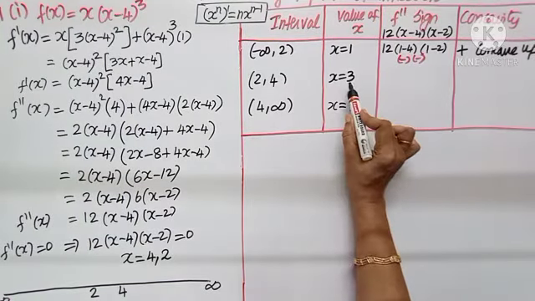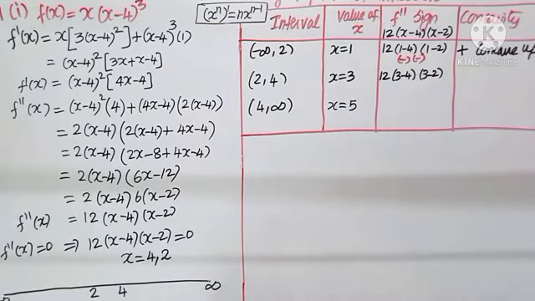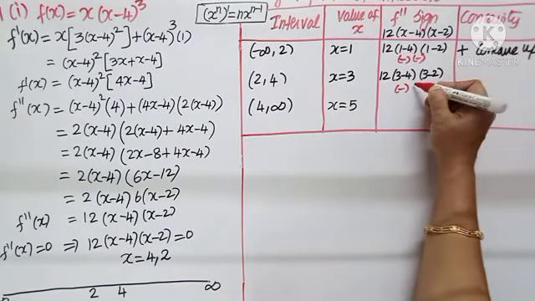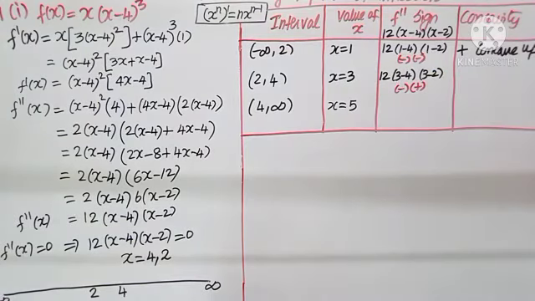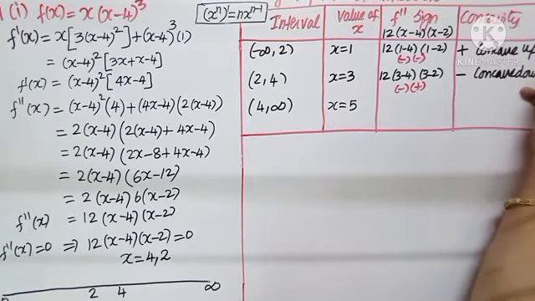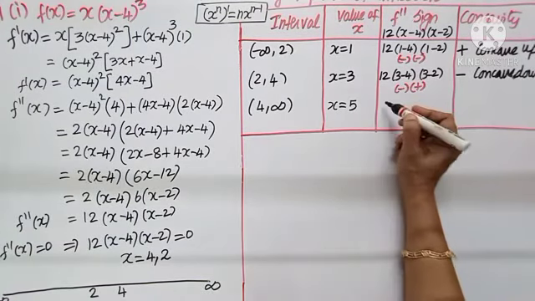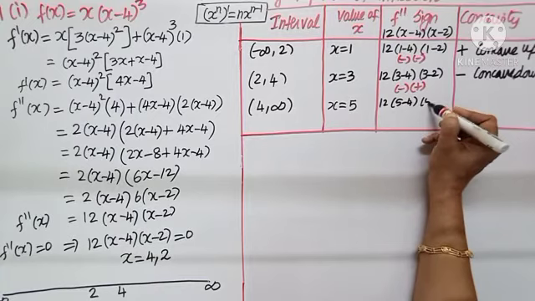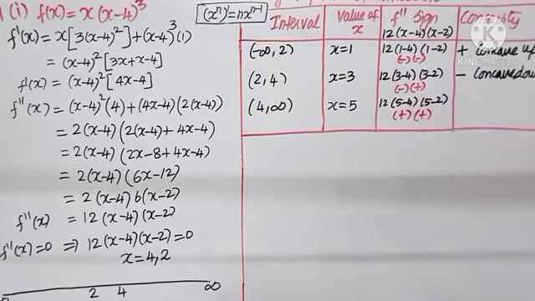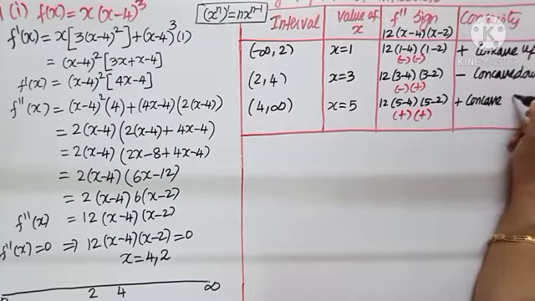The next number 3, as I substitute, 12 into 3 minus 4 into 3 minus 2. 3 minus 4 is negative. 12 is always positive, forget it. 3 minus 2 is positive. Minus into plus is minus, so we will say it is concave down. The next one is 5. As I substitute 5, 12 into 5 minus 4, 5 minus 2. 5 minus 4 is positive, 5 minus 2 is also positive. Plus into plus is positive, and so concave up.